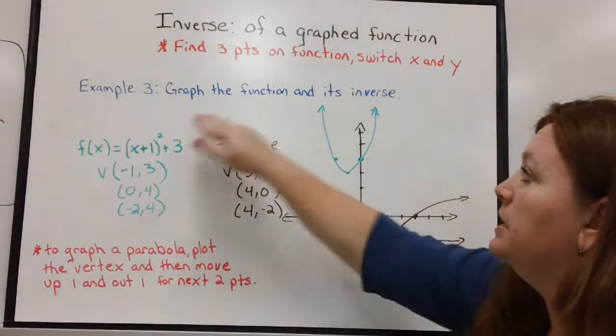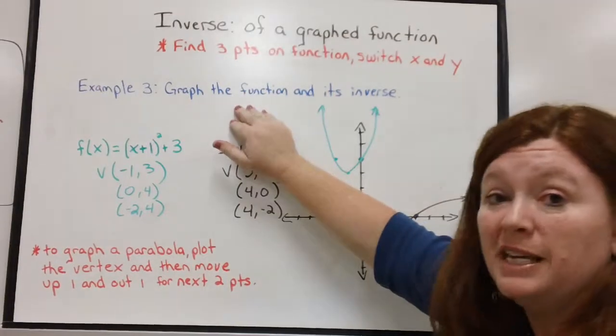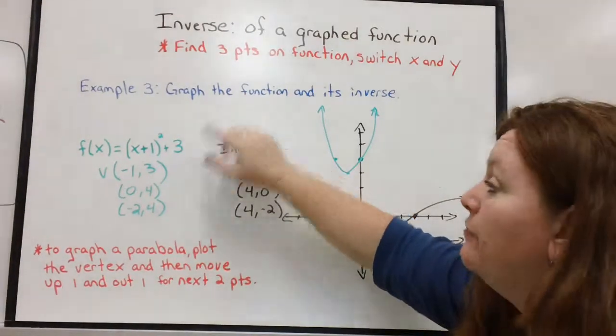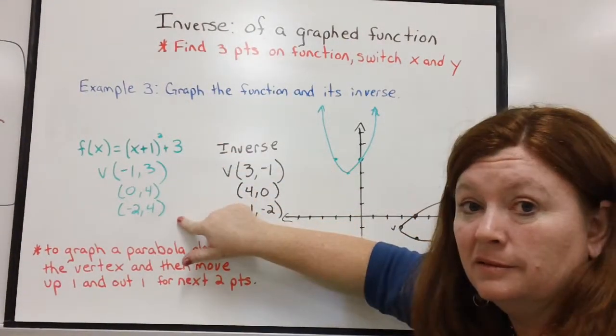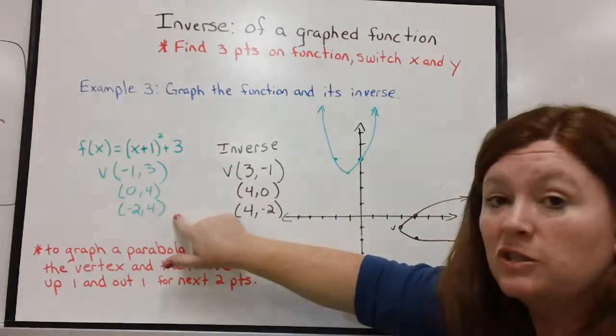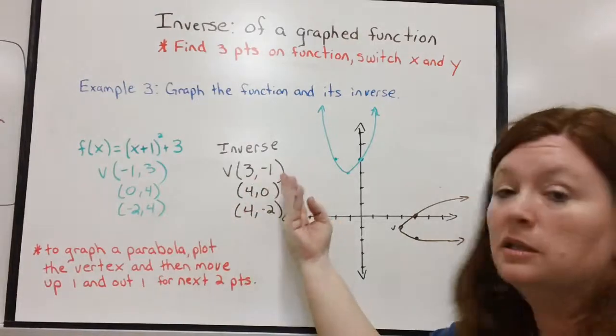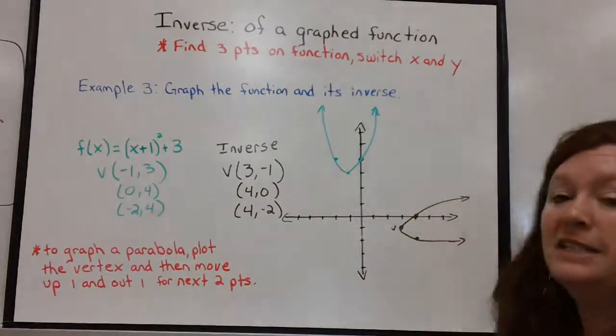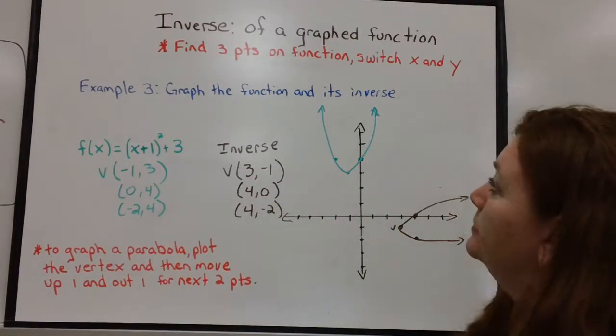For all of these questions, you'll graph the initial function and then find 3 points. That starting point is always a good one to have, that are on this graph, and then you can just switch the x and y and easily graph its inverse. All right, good luck.